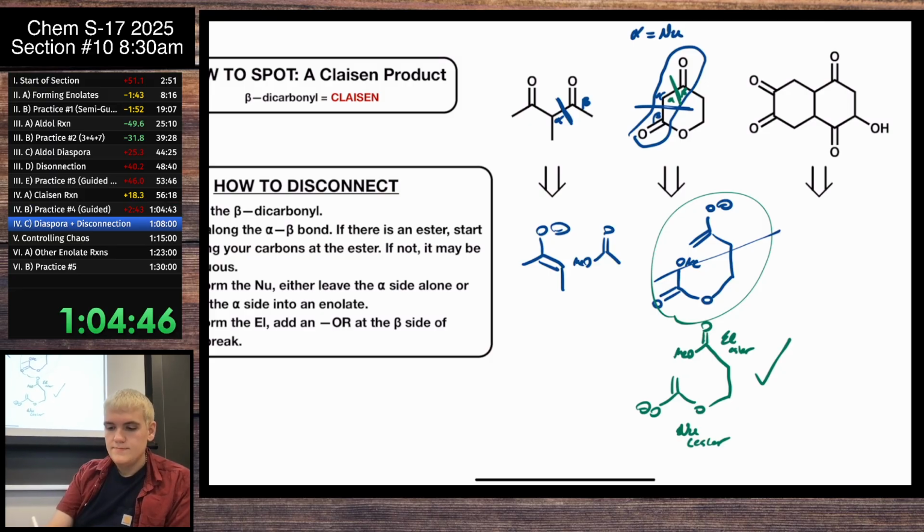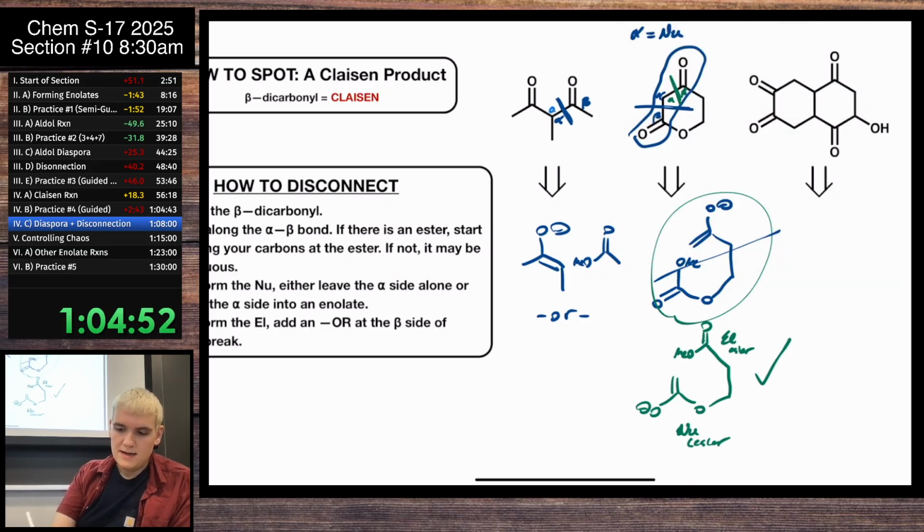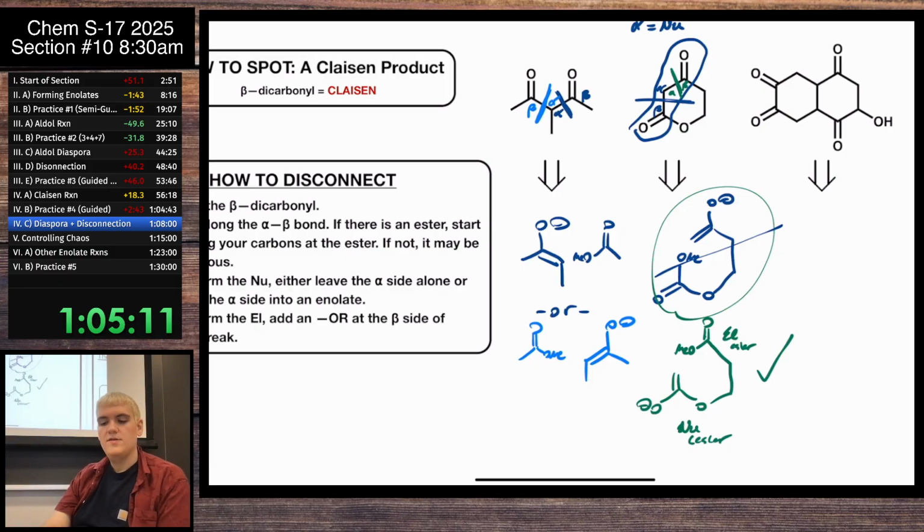Or we can number it alpha beta and disconnect over here. In this version, on the alpha side is our enolate, and then on the beta side is where we want our ester. And I've just done OMe for all of these, but you could do any OR. So both of these combinations would work.